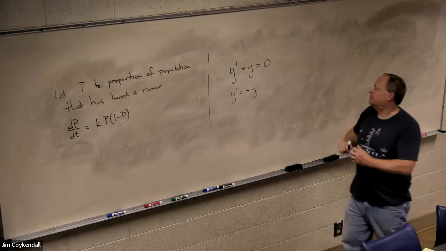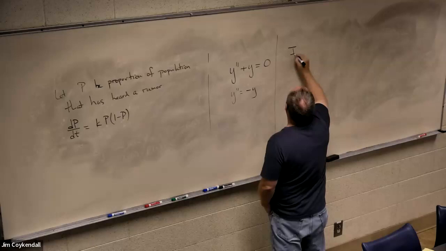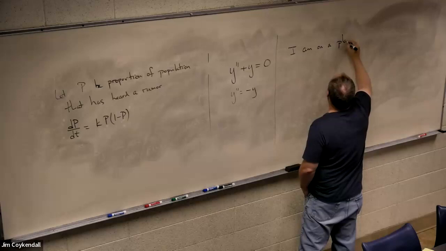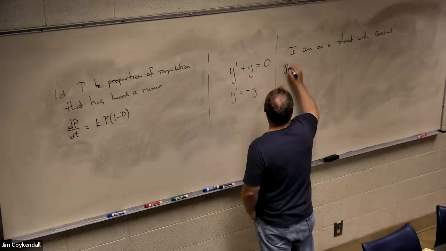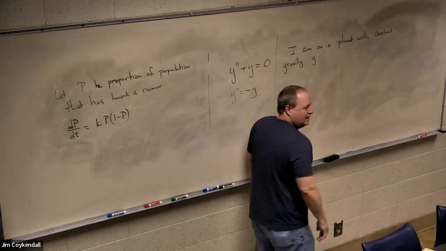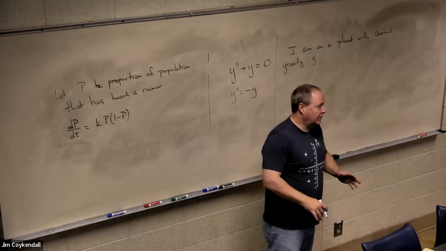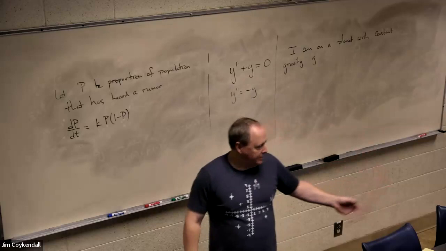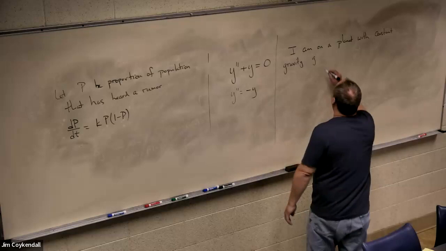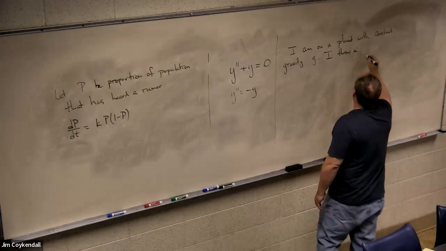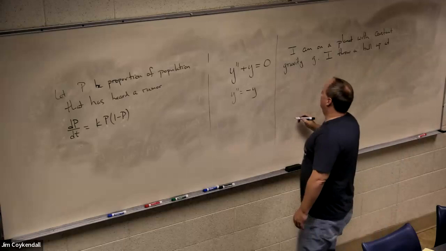Okay, so a planet with constant gravity. What I mean by constant gravity is that at the surface, it has a constant acceleration, just like on Earth. How many of you know that the acceleration of gravity is minus 32 feet per second squared, or minus 9.8 meters per second squared, whatever units you're in? So I'm going to call this gravitational acceleration g. I throw a ball up at a constant speed, let's say in inches.